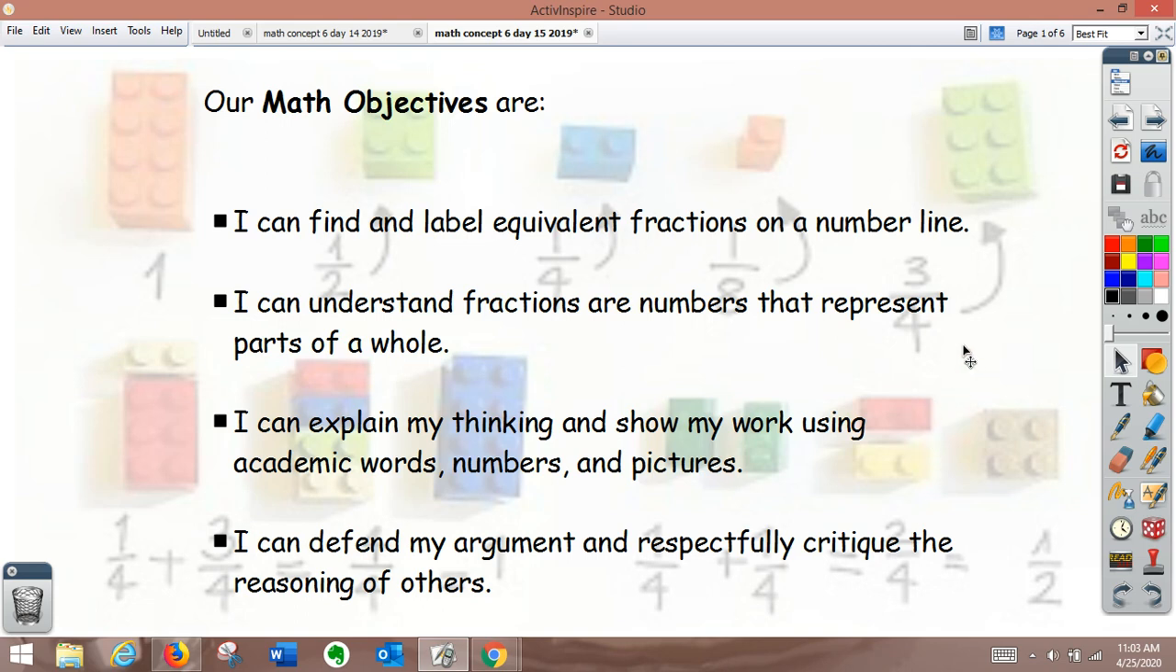Okay, 13-2. Our math objectives are: I can find and label equivalent, equal, the same fractions on a number line. I can understand fractions are numbers that represent parts of a whole. I can explain my thinking and show my work using academic words, numbers, and pictures.